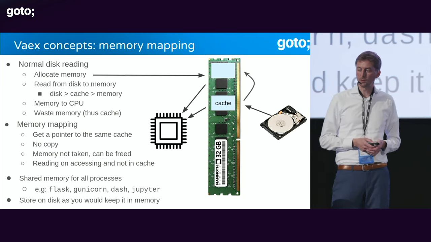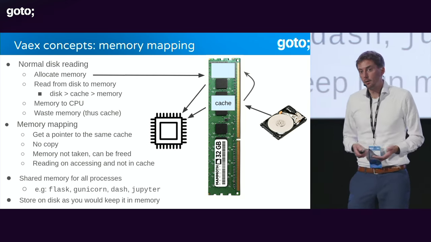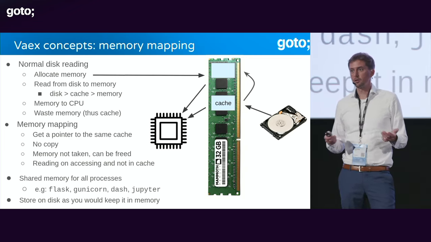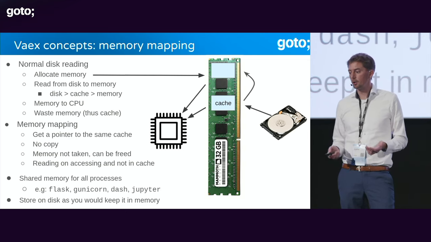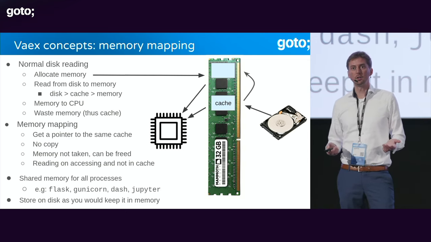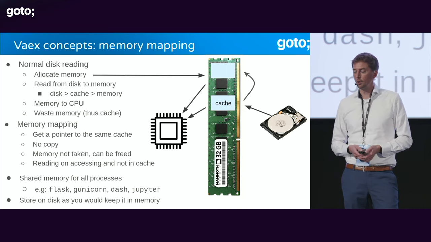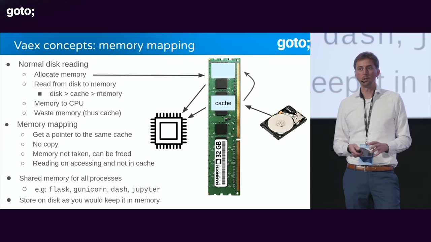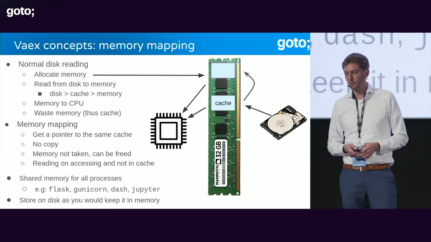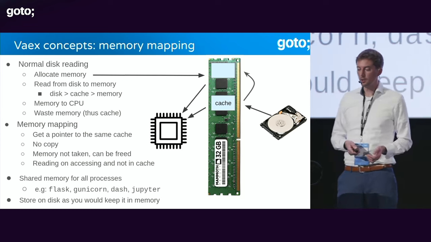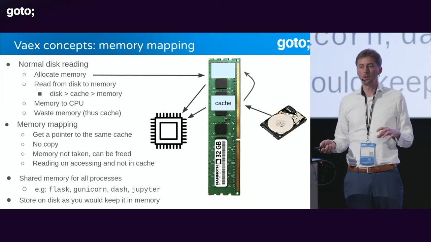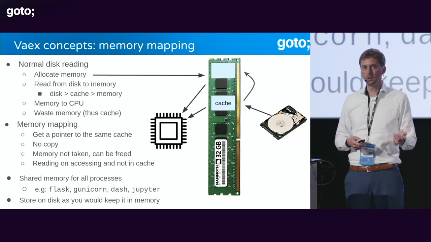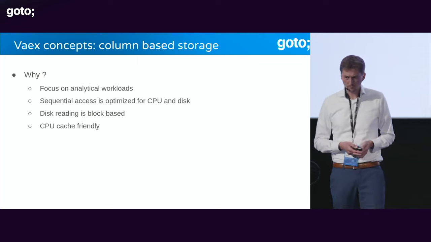And there's some more benefits. For instance, you basically have shared memory for all your processes. So if you run, for instance, a Python server, you may be running Flask or Dash using Gunicorn, you have 10 processes. Or you have a Jupyter notebook, you have 5 kernels open with the same data set. They all share the same memory. So no memory explosions anymore. One downside is that you need to store it on disk as you would keep it in memory. You can get around that, but then you would need to do a deserialization pass.